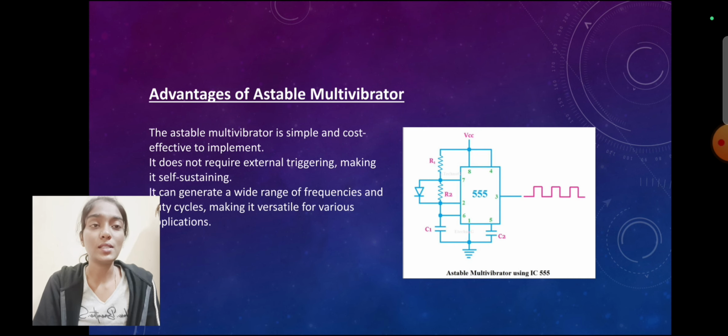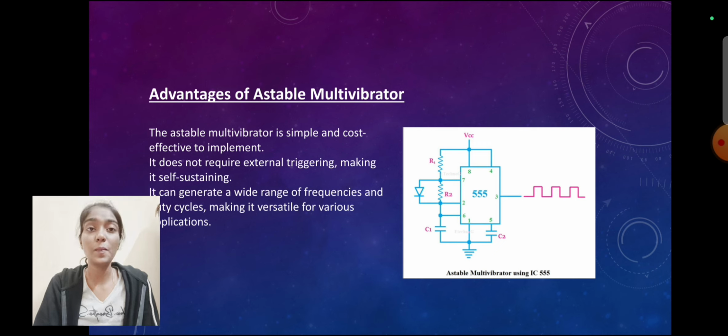Advantages of an Astable multivibrator. The Astable multivibrator is simple and cost efficient to implement. It does not require external triggering, making it self-sustaining. It can generate a wide range of frequencies and duty cycles, making it versatile for various applications.